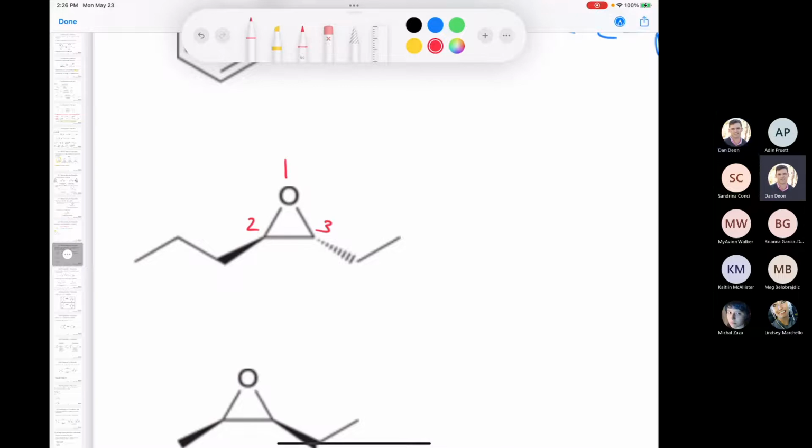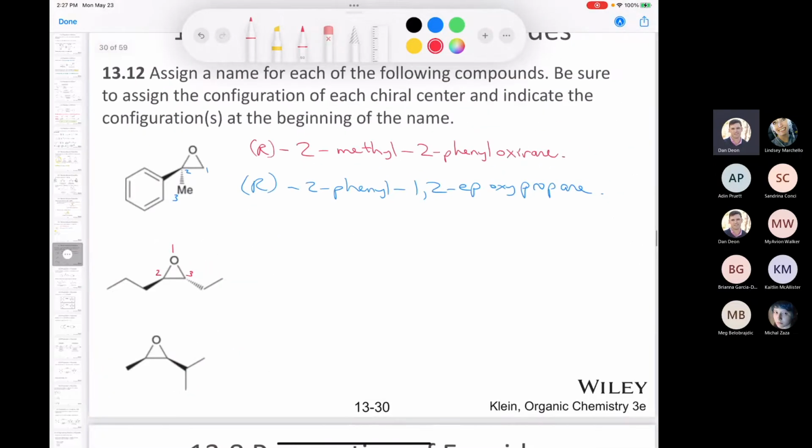3-ethyl, no, sorry. I think here. Yeah, it's a 3-ethyl 2-propyl oxirane. So yeah, I've got that labeled right. So let's see here. We've got 3-ethyl 2-propyl oxirane. And now we need to figure out the stereochemistry of both stereogenic centers.